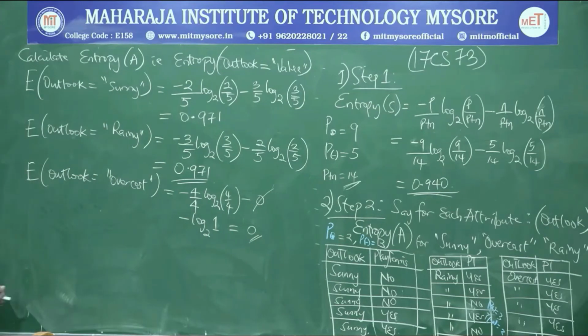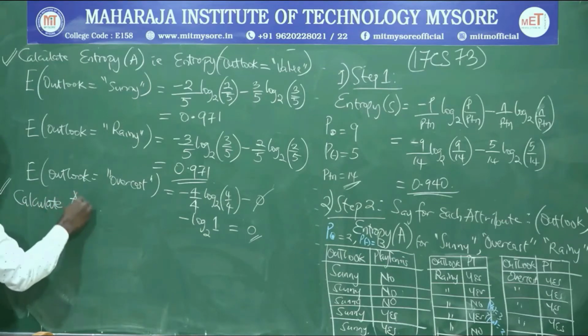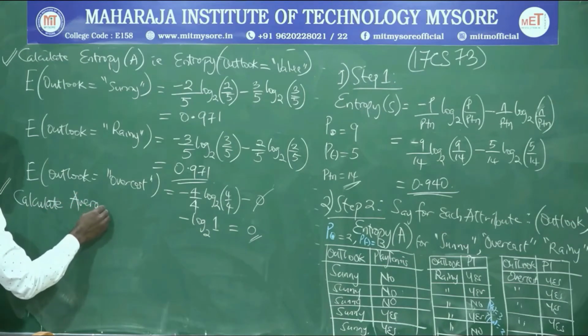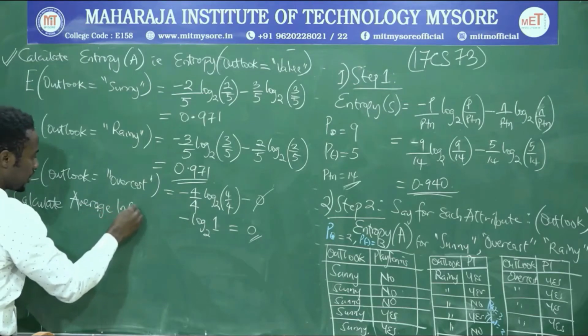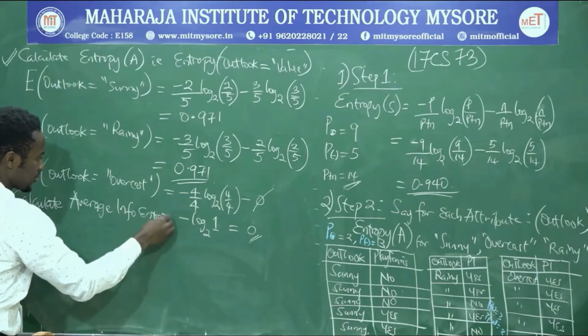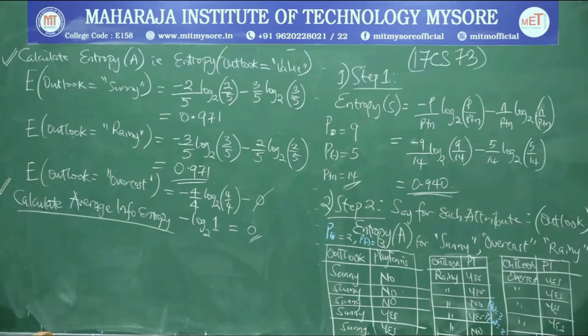Fine. Here we calculate what now? Average information entropy. So calculate now. See, this is lengthy as you can see. So we calculate average information entropy. So how do we calculate this? If you remember that formula, right? It says I of attribute. So I of what's the attribute now? Outlook.